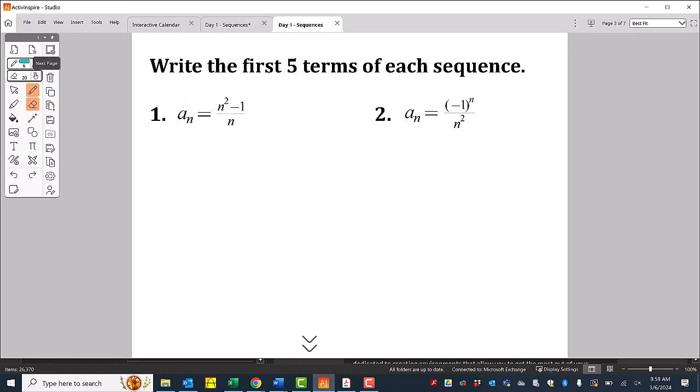So the first item is writing the first 5 terms. If we're starting with the positive integers, we plug in 1 for n, and we get 1 minus 1 is 0 over 1, that's 0. We plug in 2, we get 4 minus 1 is 3 over 2. Plug in 3, 9 minus 1 is 8 over 3. Plug in 4, 16 minus 1 is 15 over 4. And then plug in 5, 25 minus 1 is 24 over 5. Similar thing for the second one, just plugging in n equals 1, 2, 3, 4, 5.